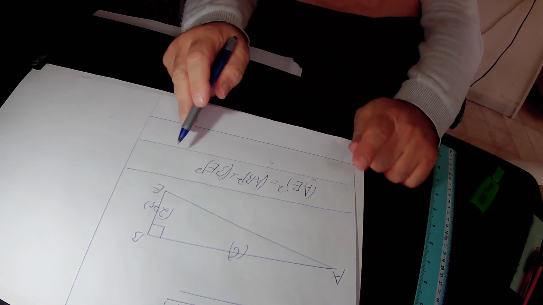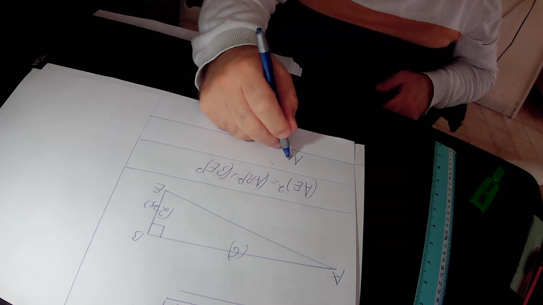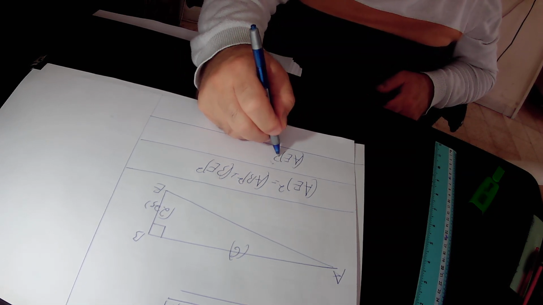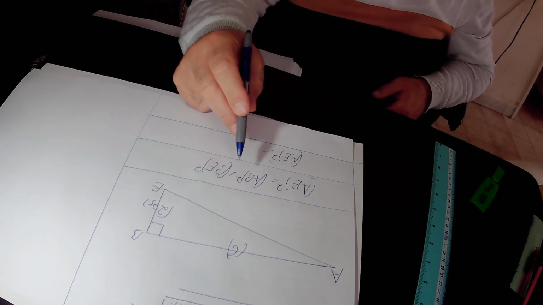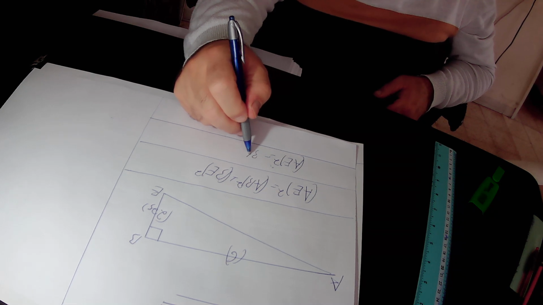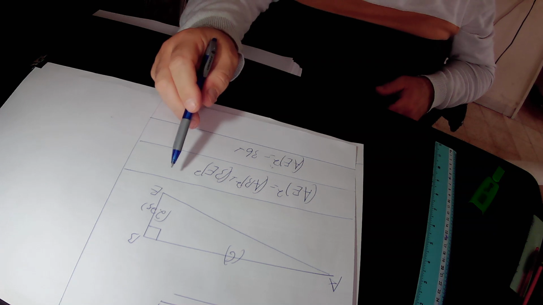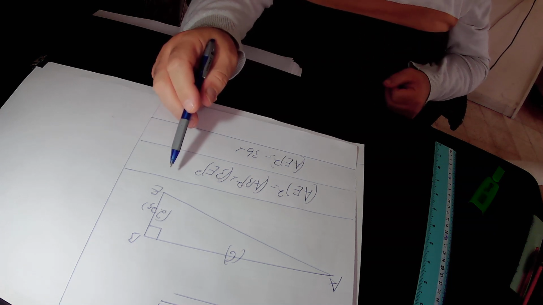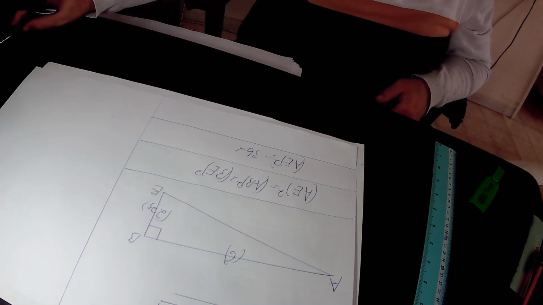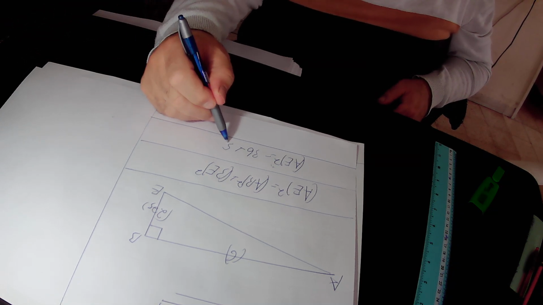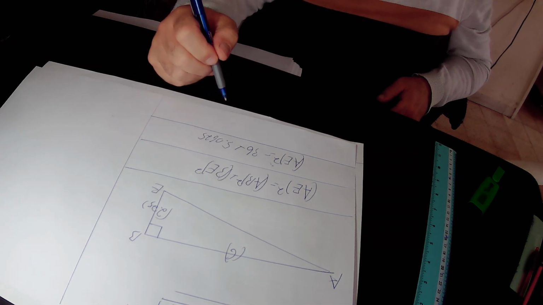AE is the missing side, so we will leave it as it is. So AE squared equals AB squared. AB is 6, therefore AB squared is 6 squared, that is 36, plus BE squared. BE is 2.25, therefore BE squared is 2.25 squared, that is 5.0625.